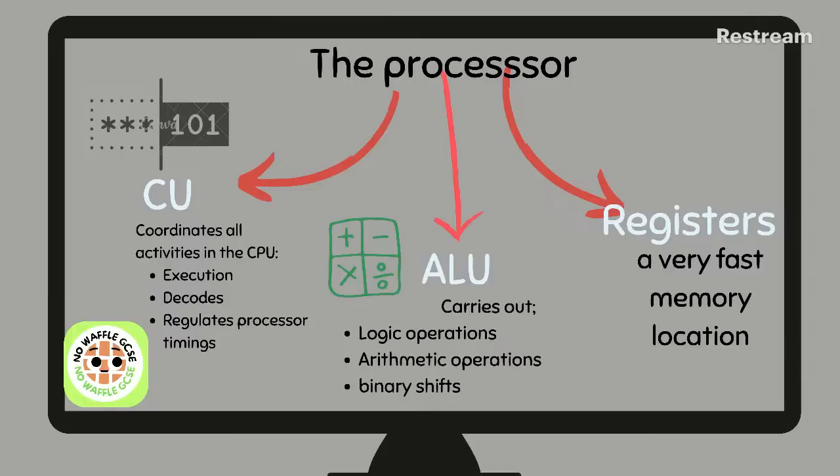Now, the ALU is the arithmetic logic unit. This is the one most people remember because it's got the name arithmetic in it. So in the arithmetic logic unit, arithmetic operations happen: addition, subtraction, division, multiplication. You've also got logical operations as well, like the AND or the OR gates, which we'll talk about in the paper 2 live streams. And it also has binary shifts, which we'll look at later in this stream. And finally, registers. Registers are a very fast memory location. We'll talk about that in a second.